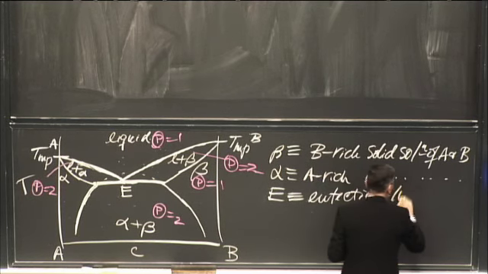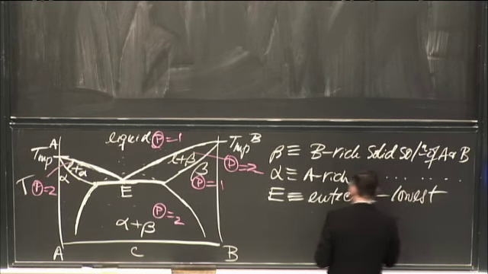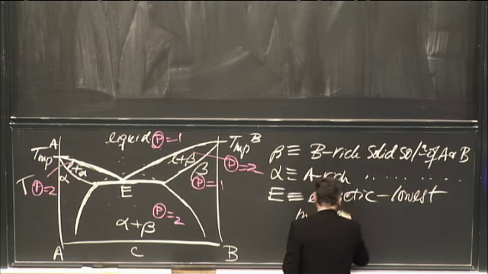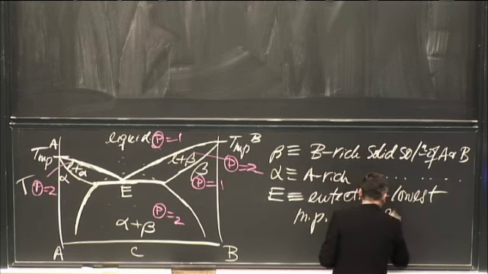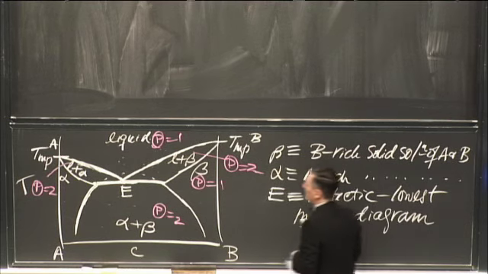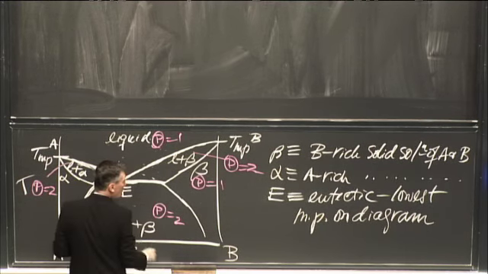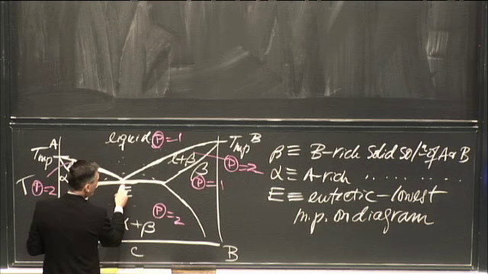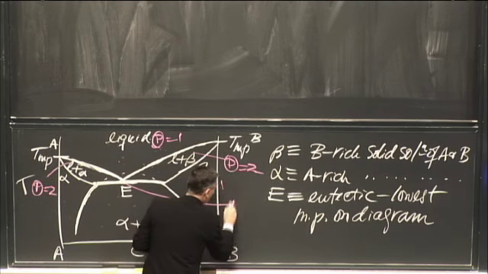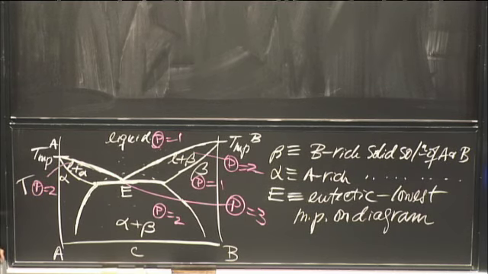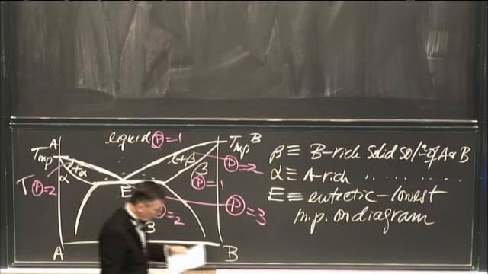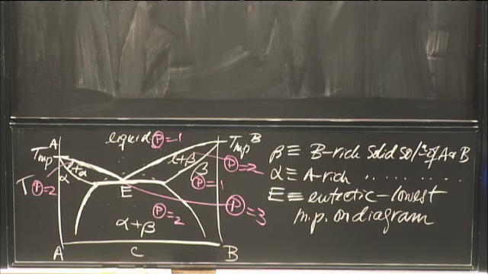Eutectic. Lowest melting point on the diagram. Comes from the Greek, meaning easy melting. Easy melting. And the eutectic is special. Here we have P equals 3. It's a triple point. Eutectic is a triple point. Okay. So now let's take a look at some of the examples of such diagrams.